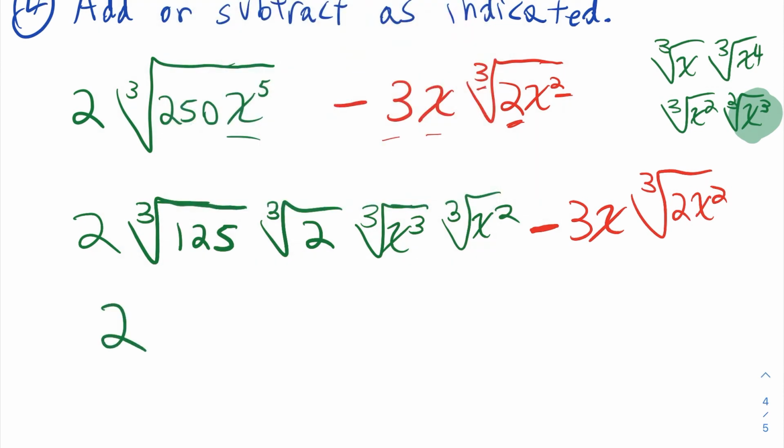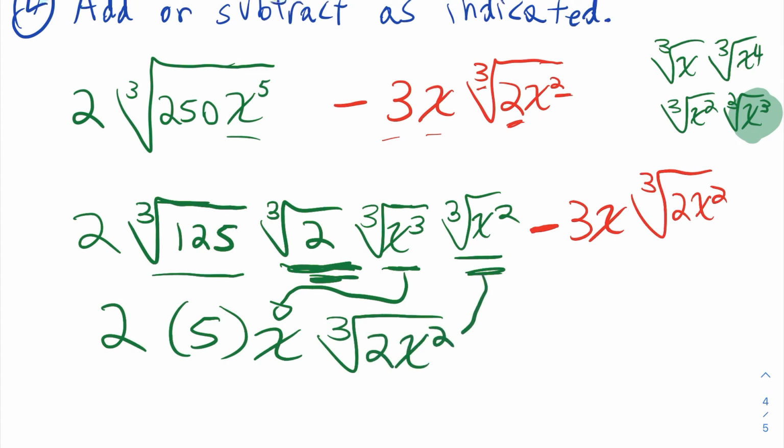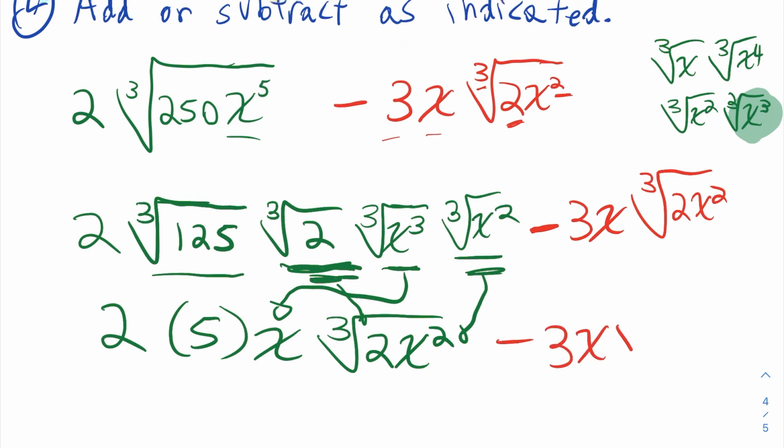So this 2 here, the cube root of 125 is 5. And then this, the cube root of x to the third is x. And then this one here and this one here, these two, they're going to stay underneath the radical, the 2 and the x squared. So this is where this comes from, and the other 2 comes from here. Alright, we still have minus 3x cube roots of 2x squared.